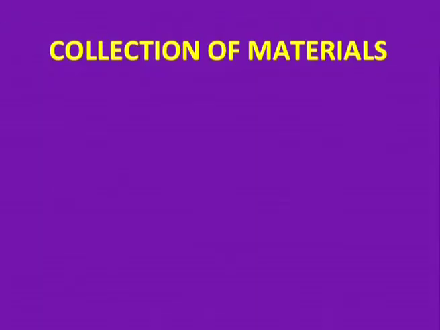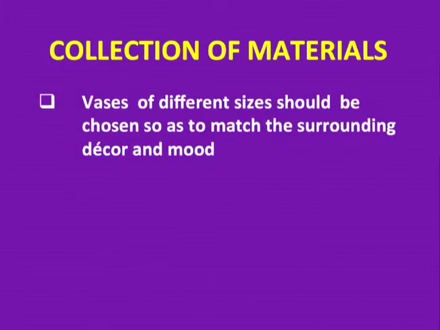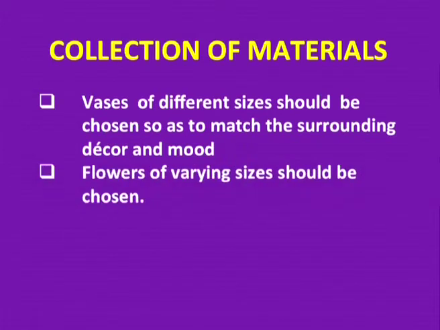For starting flower decoration, we need to understand certain terms that are required very frequently in making an arrangement. So first and very important thing is collection of materials. For collection of materials, we need to understand what all materials we require before starting flower decoration. First thing is vases. Vases of different sizes should be chosen so as to match the surrounding decor and mood of the surrounding area. Flowers of varying sizes should be chosen to break the monotony and increase interest.